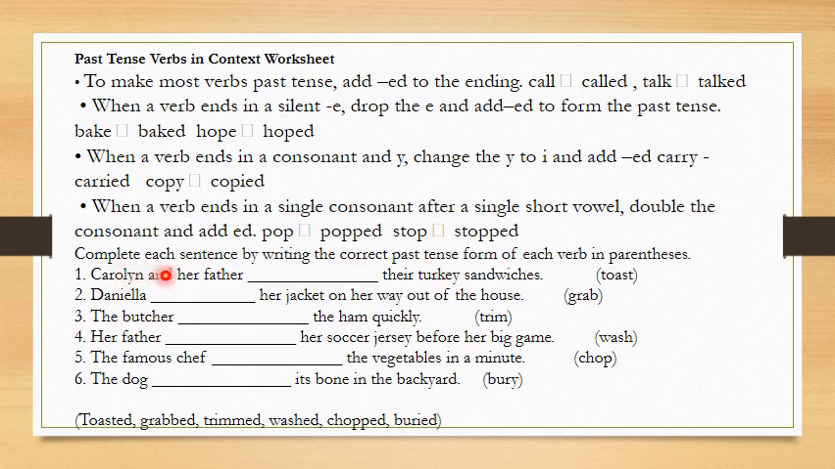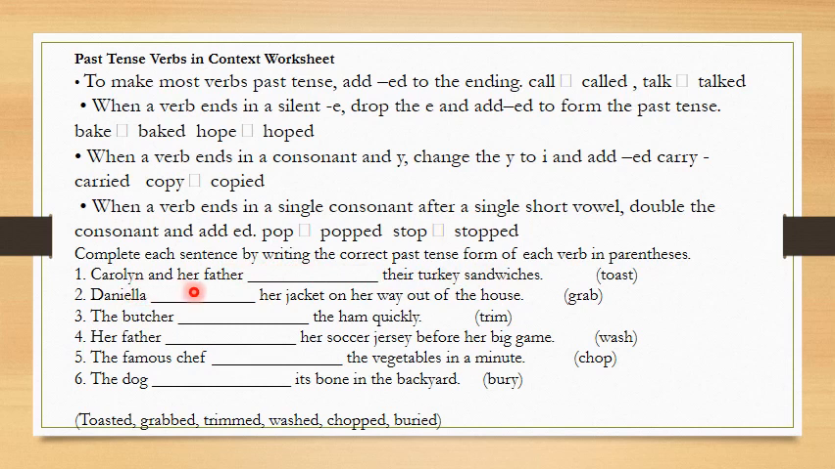Caroline and her father (toast) their turkey sandwiches. So what can be the answer? Think of the second form of the verb toast. So the right answer can be, Caroline and her father toasted their turkey sandwiches.